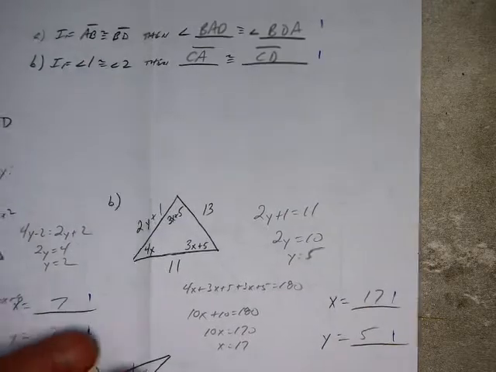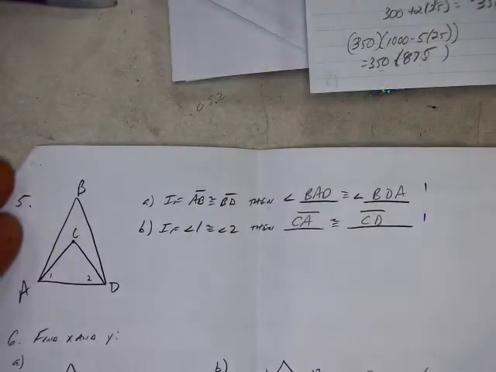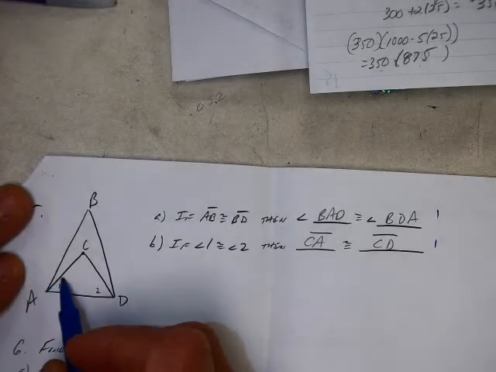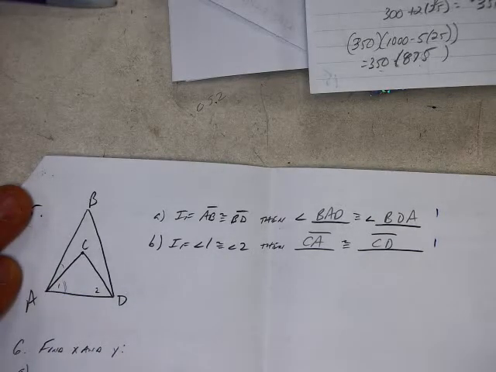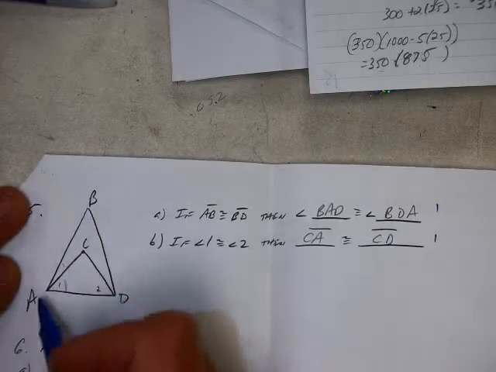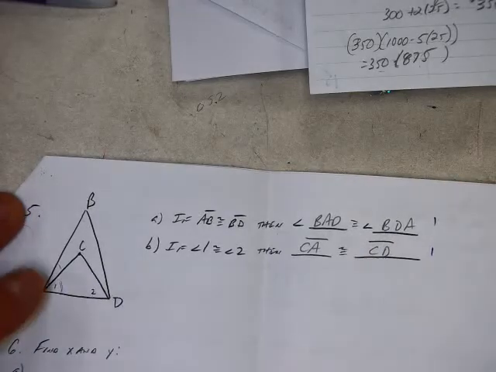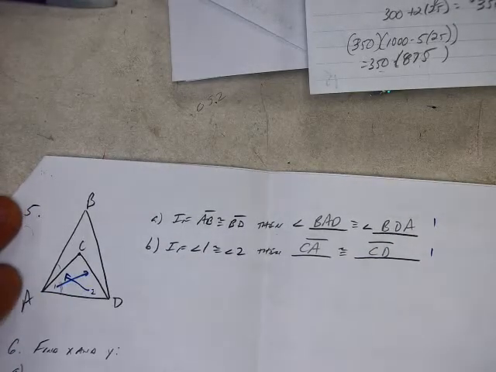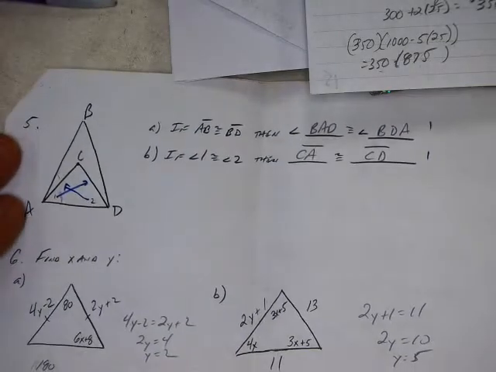Number 5. I had a lot of people on number 5 just say that angle A and angle D were the same. We can't really say that because angle A, am I dealing with this angle, or the whole angle? I've got to be more specific. Whenever there's any room for confusion, go ahead and name the whole angle, BAD and BDA. If 1 and 2 are the same, well then those sides are the same, AC and CD. Okay? Now moving on up.